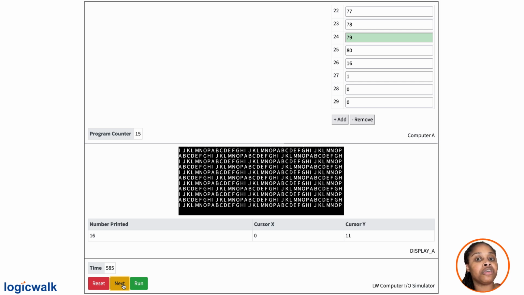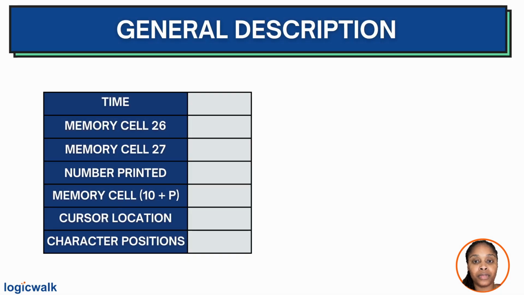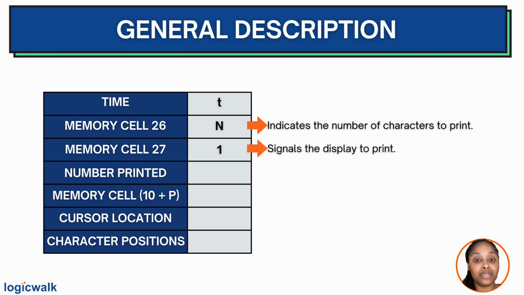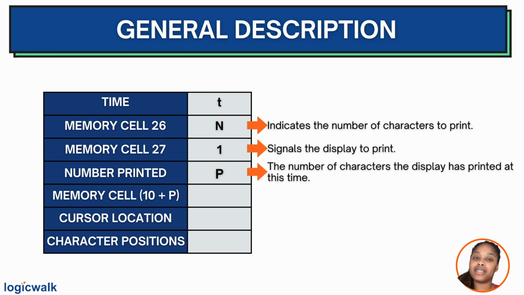Now let's look at a more generalized scenario of what happens when the cursor reaches the last available space. Imagine that at some arbitrary time t, memory cell 26 holds a value n, representing the total number of characters the display should print. Memory cell 27 contains a 1, indicating that the display is ready to print. The number printed so far is p. Memory cell 10 plus p, which represents the buffer cells, will hold some value, which we will call val. This value represents the next character to be printed.